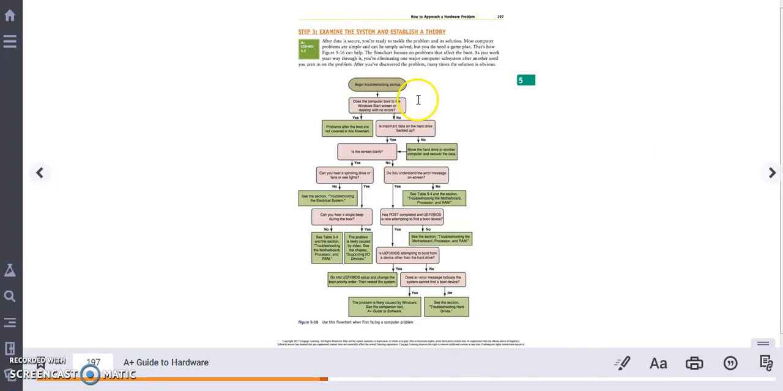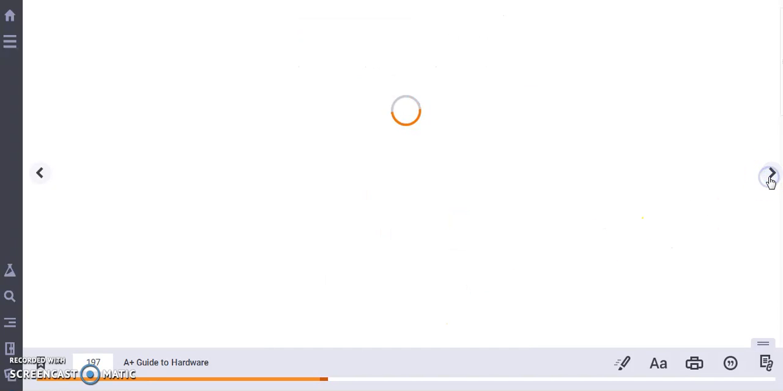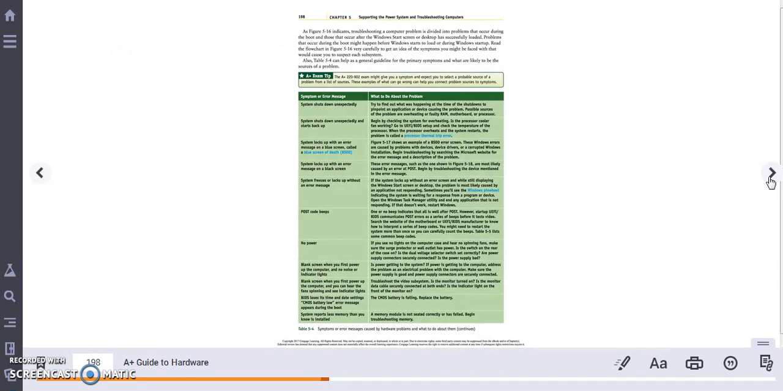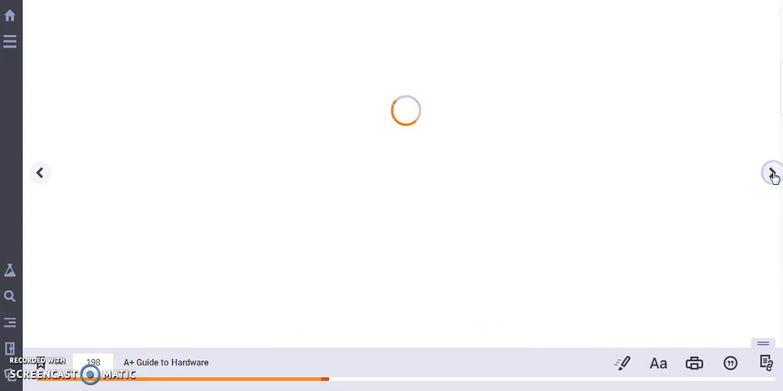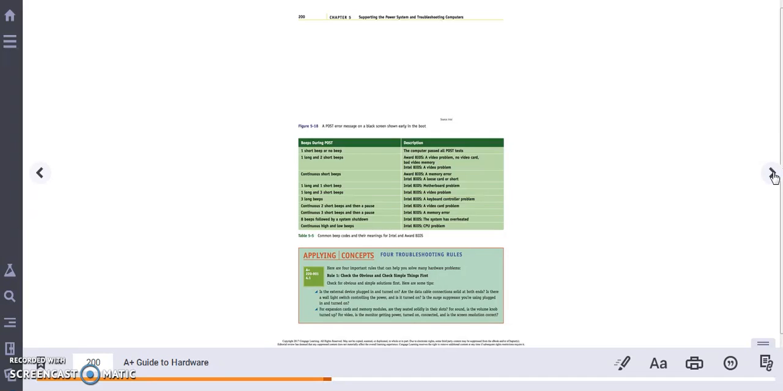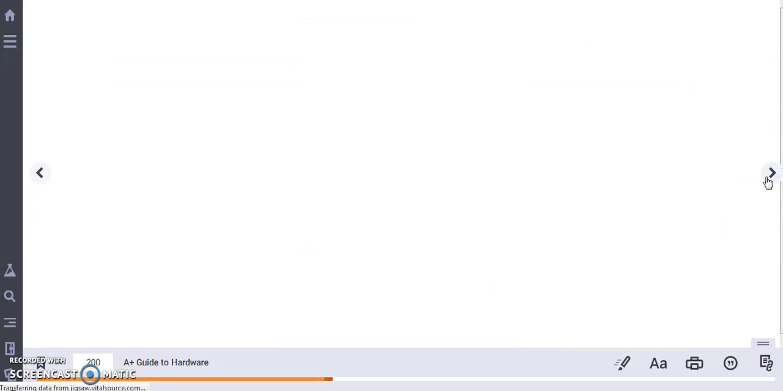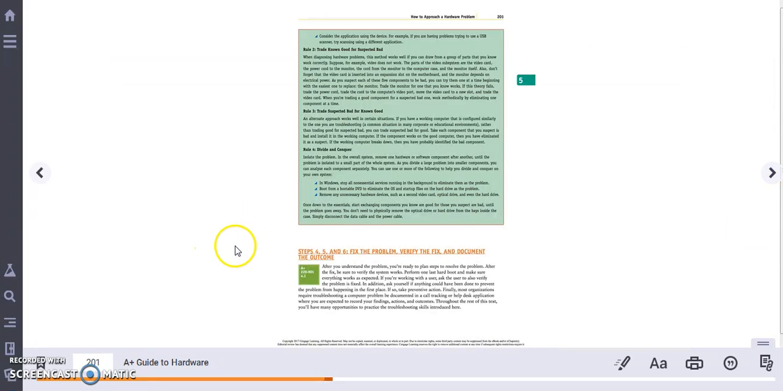Step 3, here's a flow chart of how to diagnose a problem. I'll let you read through that. Here's another chart. Let's read that. Here are 4 troubleshooting rules. Go ahead and review those. Steps 4, 5, and 6: fix the problem, verify the fix, and then document the outcome.